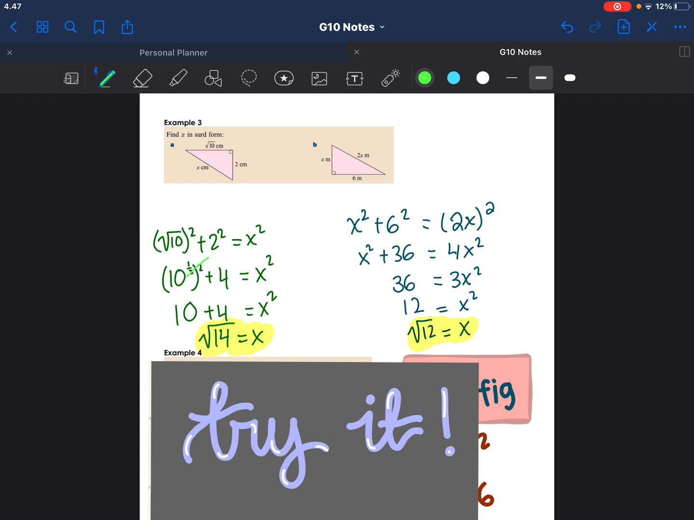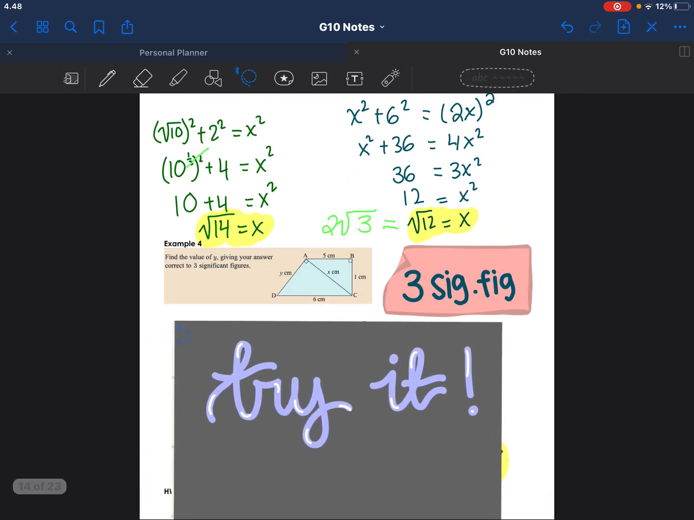And then for b here, you get square root of 12. Or you can also make it 2 square root of 3, because square root of 4 times 3, and this is 2 square root of 3. Just a little review there for you.